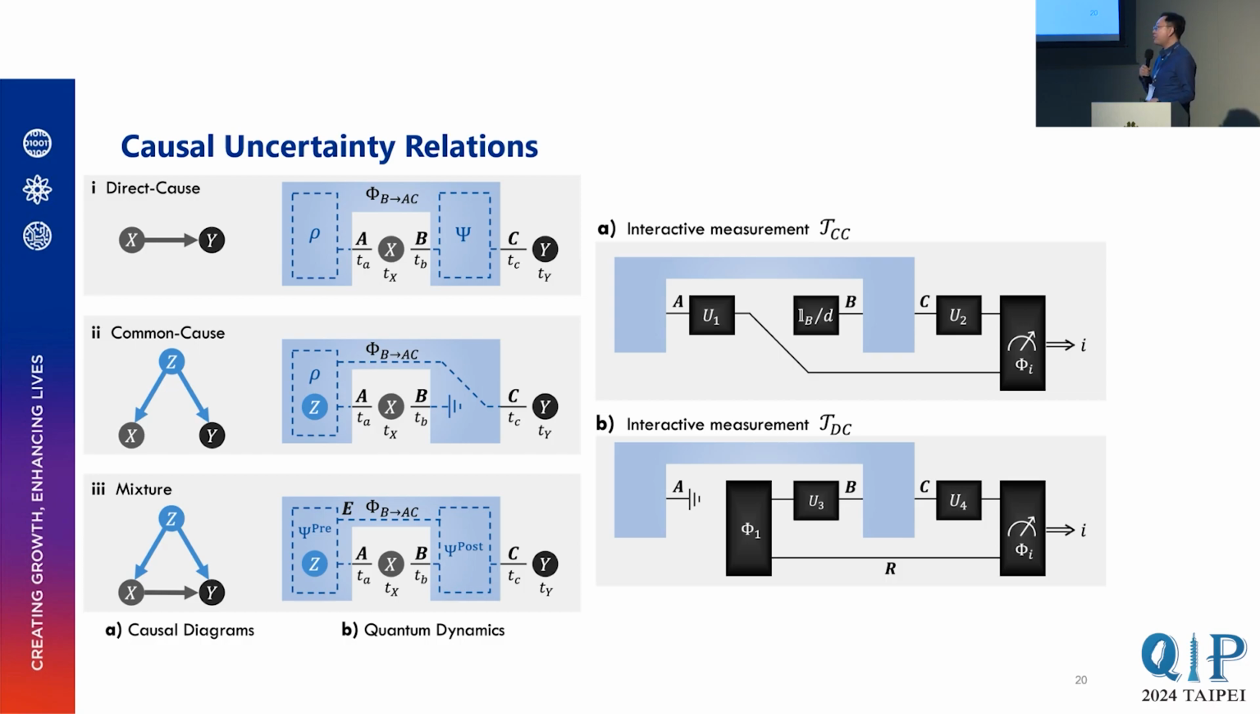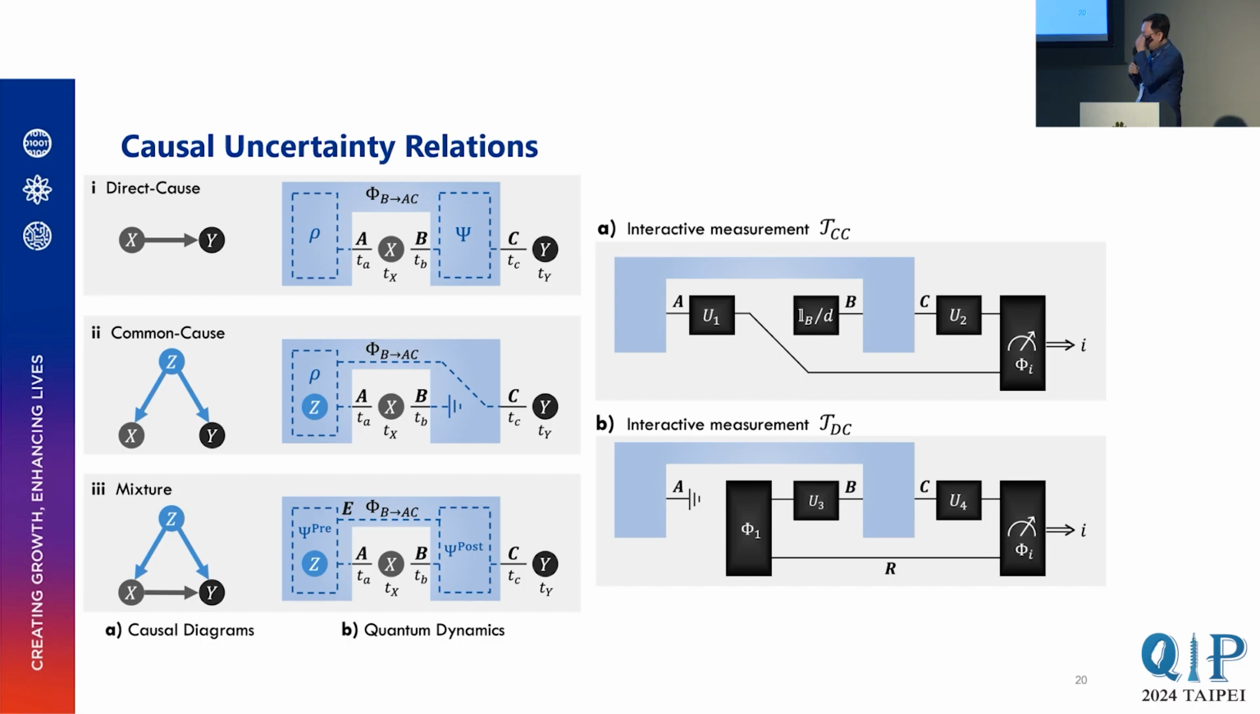But more generally, we can implement some superchannel. This is a special case of a superchannel called a causal map. For the pre-processing, it does not have any input, so that's why it's a special case. It shows a mixture between direct cause and common cause. In order to figure out its causality, we introduce two families of interactive measurement. The first family is TCC. We call it the common cause indicator.